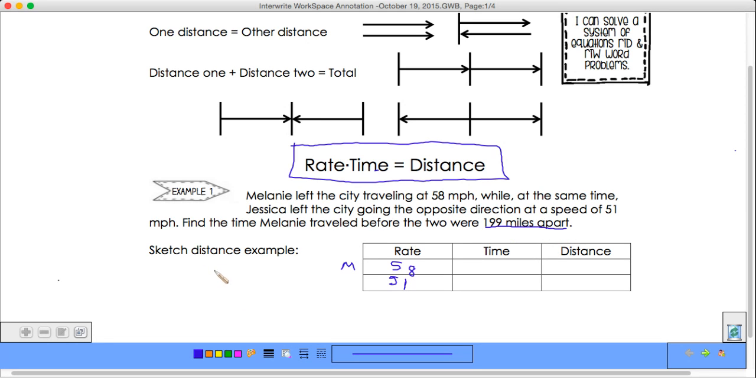Okay, so let's think about what we have here. We've got one girl traveling one direction, one traveling the other, and we want to know when their total is 199. Their time is going to be the same because they're leaving at the same time. And we want to know when their distance together is 199.